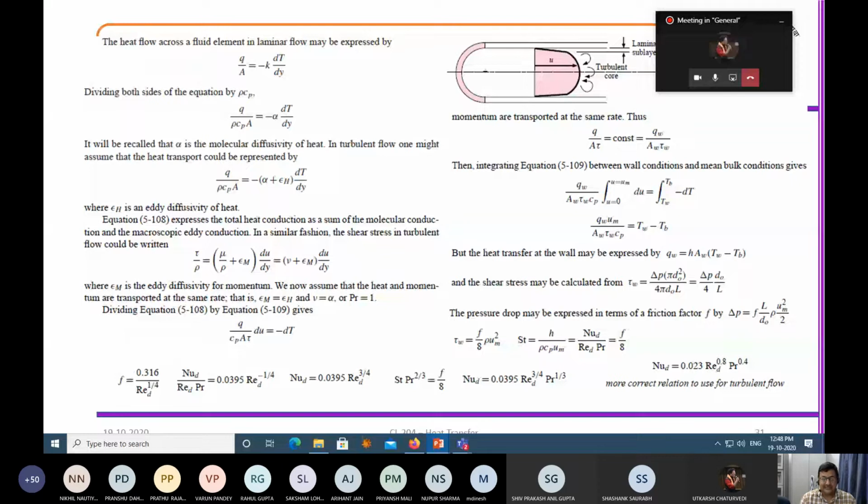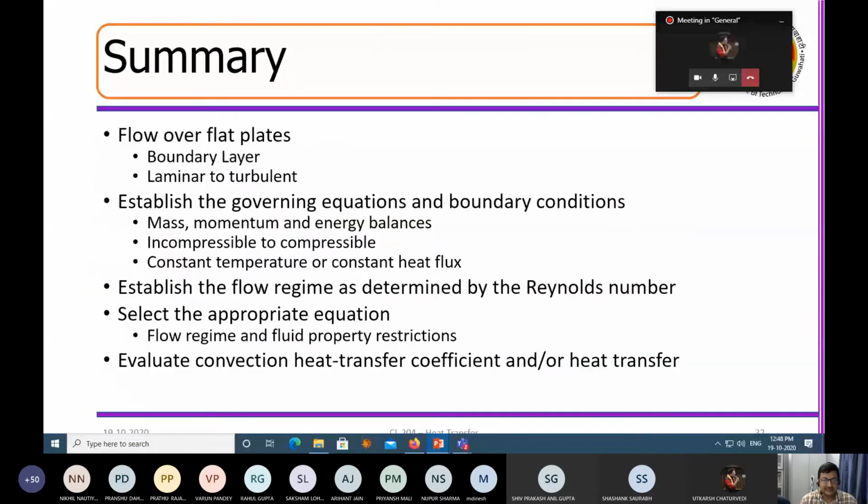Okay, so with this, I generally finish flow over flat plates, the definition of boundary layer, laminar to turbulent. This is a very difficult area, I'm telling you. But I hope if you go through the lectures, most of the things required are covered: mass, momentum, and energy balance, incompressible to compressible, constant temperature to constant heat flux situations. Establishing the flow regime determined by the boundary layers, like laminar, transition, and transitional layer. In the boundary layer itself, the different zones: laminar, turbulent, buffer.